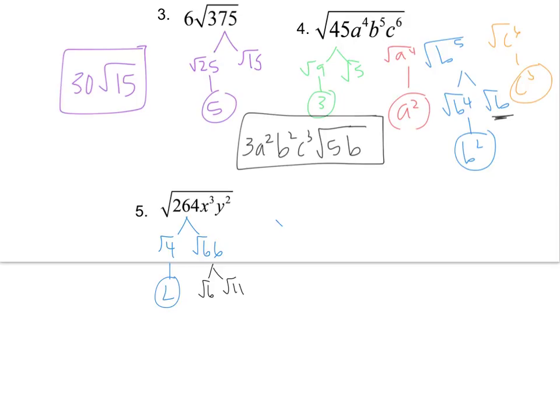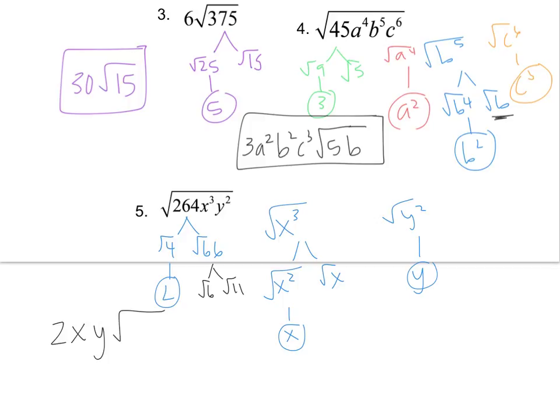If I break down x cubed into x squared and x, out would come just 1 x, and then y squared, the square root of that would just be y. So my final answer here would be 2xy times the square root of 66x, and that would be my final answer for number 5.